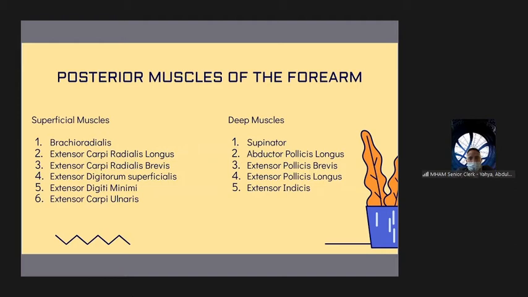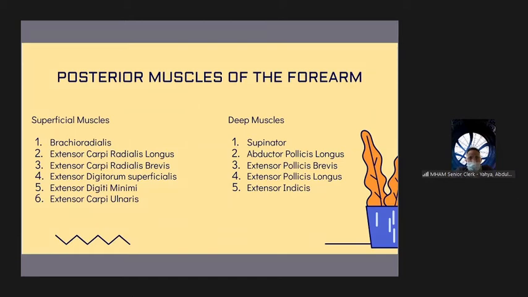And for the posterior muscles of the forearm, the superficial muscles are the brachioradialis, extensor carpi radialis longus, extensor carpi radialis brevis, extensor digitorum, extensor digiti minimi, and extensor carpi ulnaris. Mainly, these muscles are associated with movement of the wrist joint, extension of the fingers and thumb, and also supination.